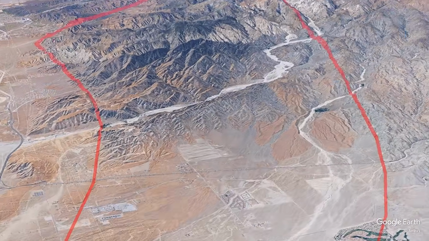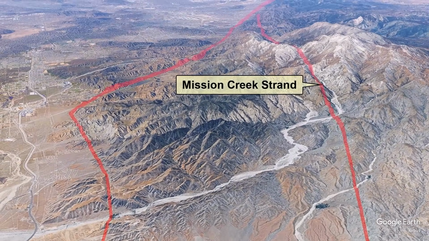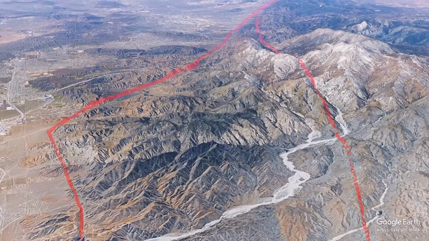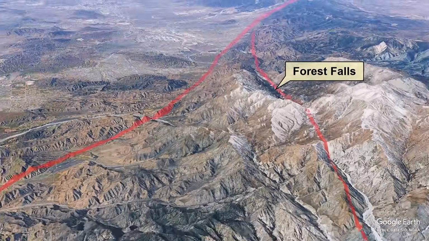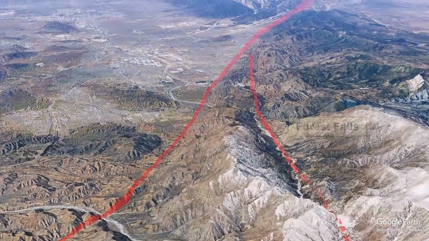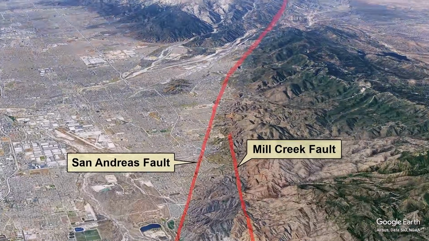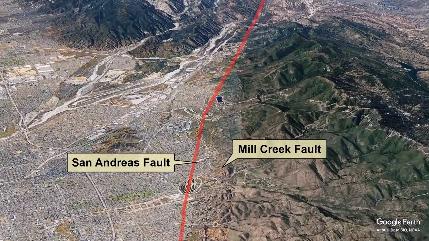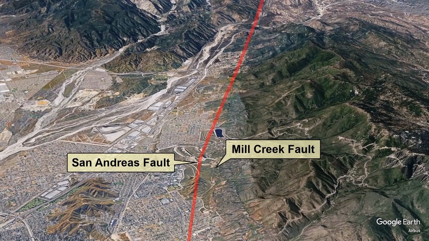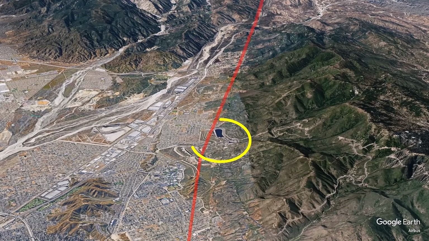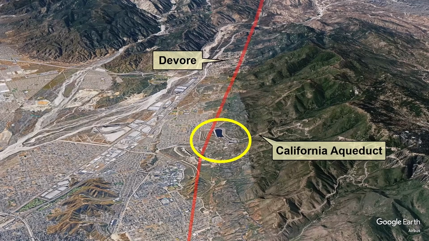The Mission Creek Strand, which is more traceable here, cuts through the San Bernardino Mountains, creating the linear canyon where the community of Forest Falls is. It then turns into the Mill Creek Fault that parallels the San Andreas Fault about 1.5 miles to its north. Both the Mill Creek and the San Andreas actually connect near where they both cross the California Aqueduct near Devore.